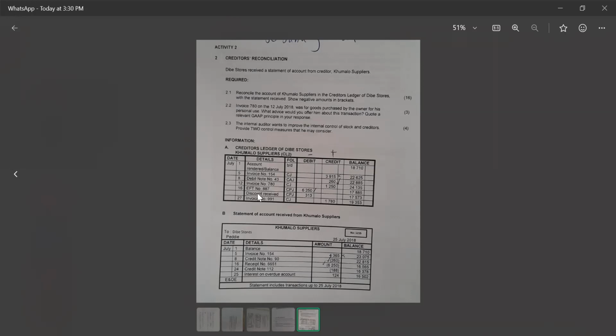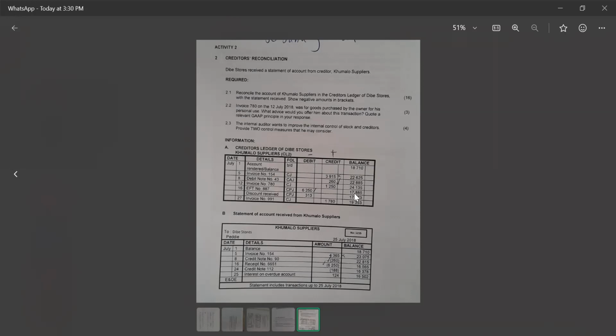However, something transpired during the course of July. On the 5th of July, we received invoice number 154, which we captured in our creditors journal. It's credited 3,915. Why is it credited? Simply to indicate that we bought goods on credit from this organization. Because you are buying, it increases your balance from 18,710 to 22,625. Is it making sense? Yes.